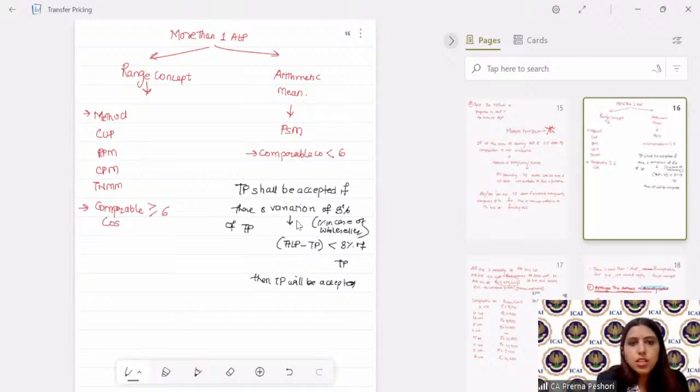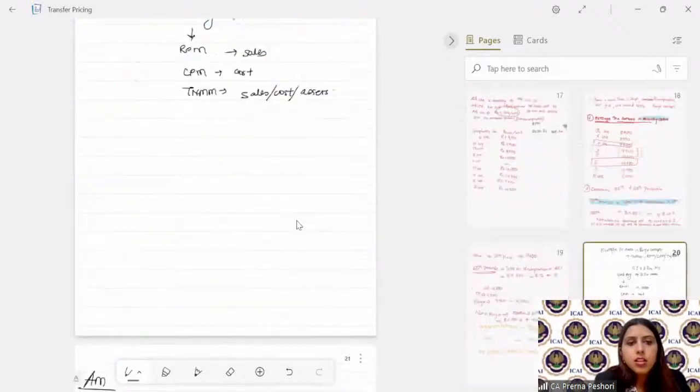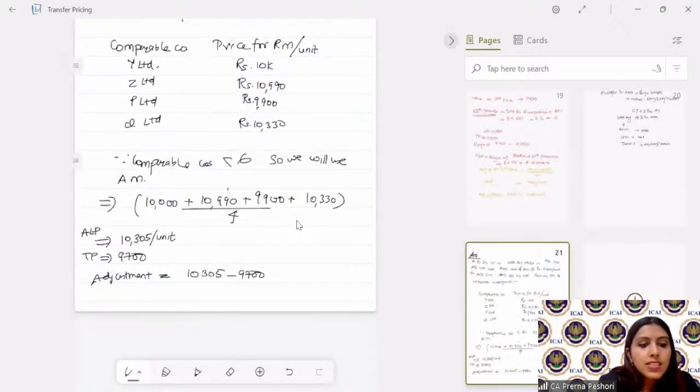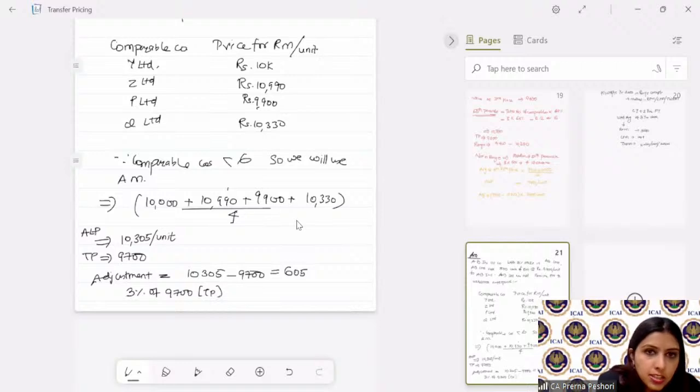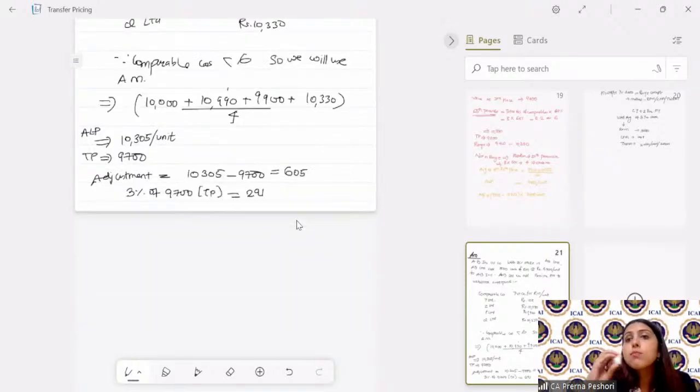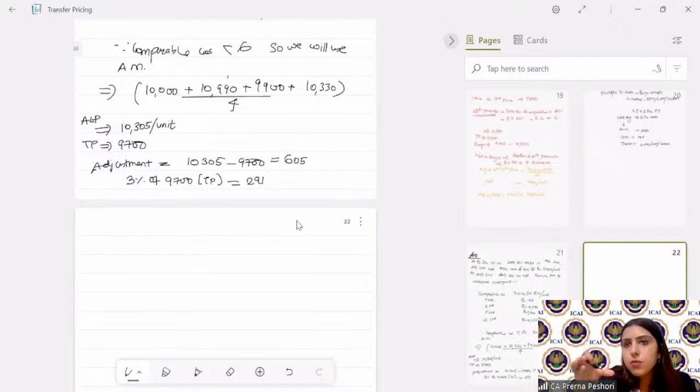So in this case, if you see, 10,305 minus 9,700 is 605, right? And 3% of 9,700, which is your transfer price, is 291. So whether 605 is less than 291, the answer is no. So there is more variation. It is not within 3% of transfer price. So if the variation between transfer price and ALP is less than 3% of transfer price, then the transfer price will be considered as ALP because it's not a major difference.